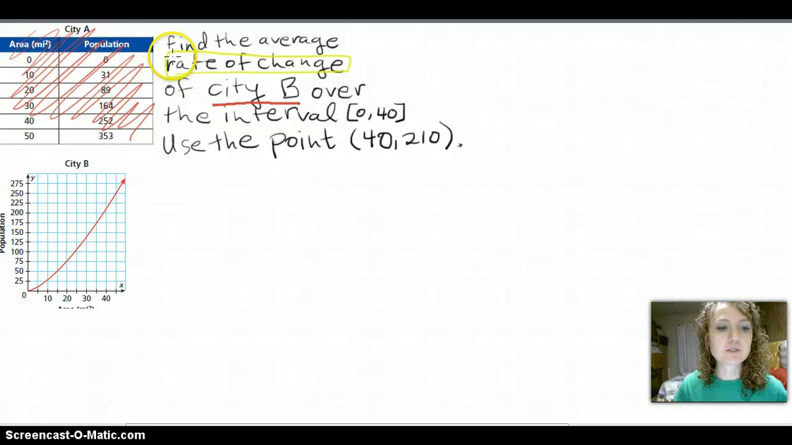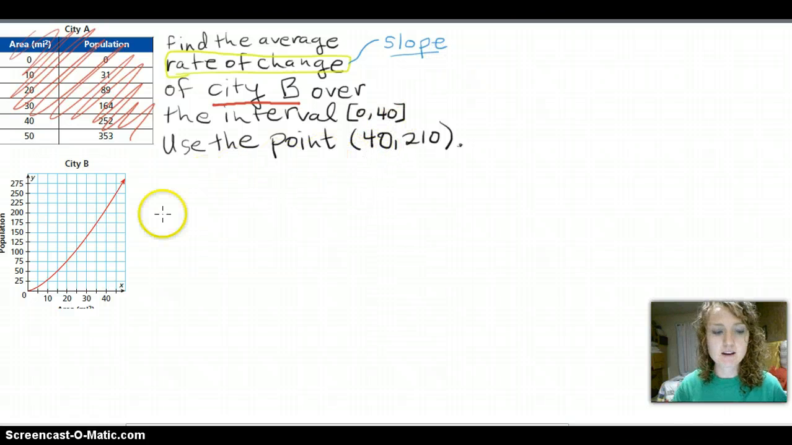Now, I circled in yellow the phrase rate of change. That's what we're supposed to find, the rate of change. But whenever you hear the word rate or the phrase rate of change, you should think of this, because this is what it's really asking. Think slope. In fact, whenever you hear the word rate, you can think slope. So what we're being asked about is finding the slope of a line that goes through a couple points in this graph.